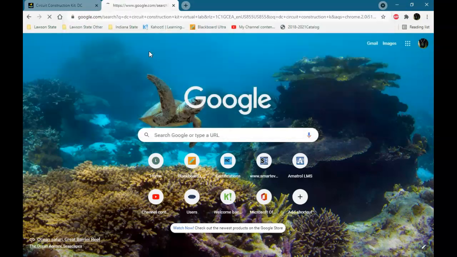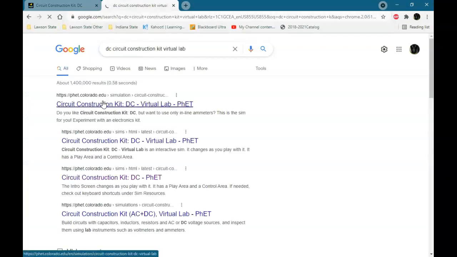Look for a construction kit virtual lab, and it's like the one that comes up first. Quite literally. So it's a great thing to play with and kind of work with some of the different concepts and circuits we're going to be playing with.